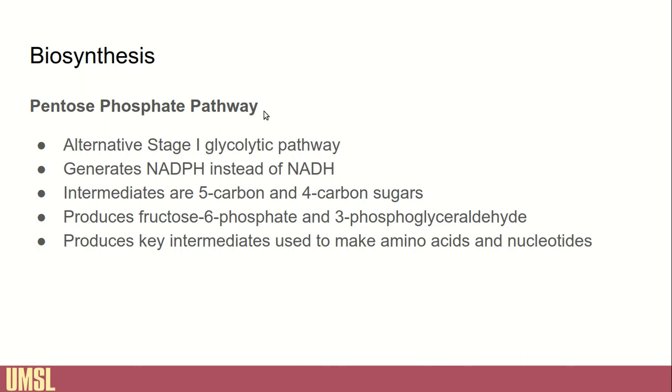from simpler carbon compounds like pyruvate, or any other carbon compounds that can enter into glycolysis. They can also be used as gluconeogenic substrates. So the pentose phosphate pathway, on the other hand, is a little bit different, and it's a little bit tricky. And so it's an alternative stage 1 glycolytic pathway, and then it can operate in the oxidative direction.